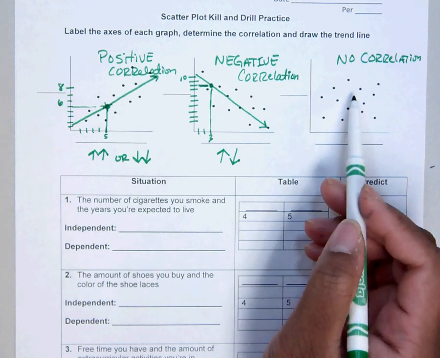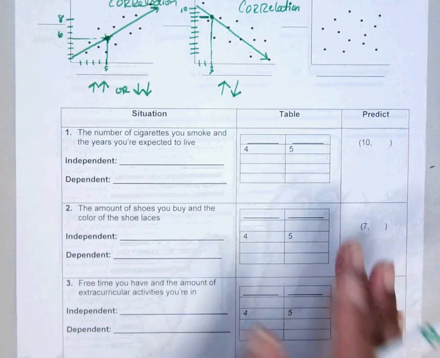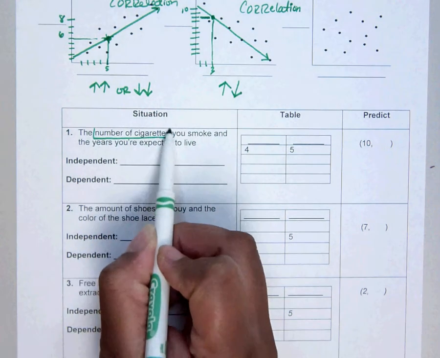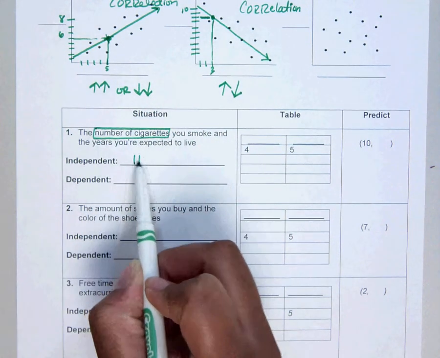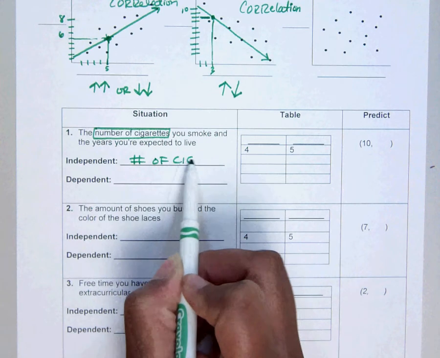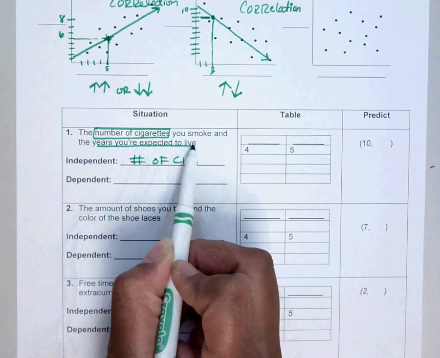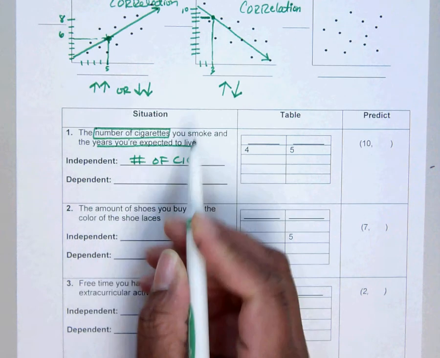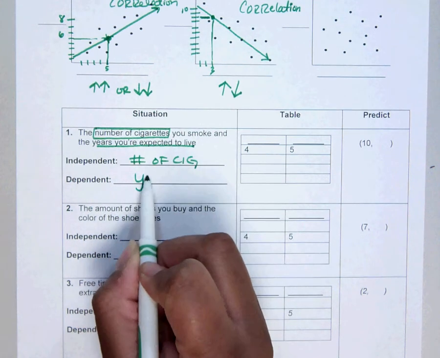They're not related. So we look at number 1. The number of cigarettes you smoke and the years you're expected to live. The number of cigarettes is what you can control, so that is your independent. The years you're expected to live, you won't know that until after you know how many cigarettes you're smoking. So that's your result. That's the dependent variable.